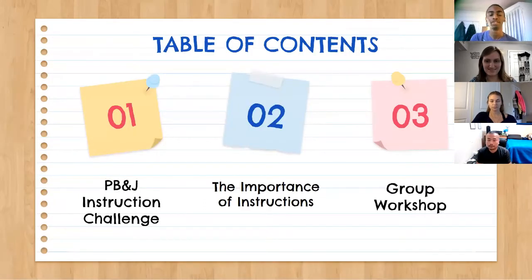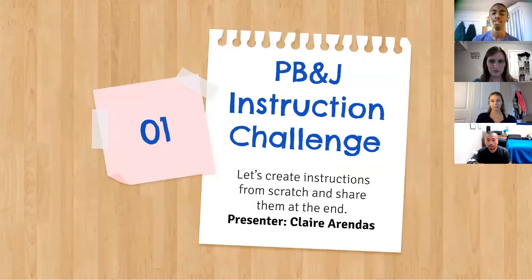So the agenda for today, we're going to be splitting this up into three different sections. We have first the PB&J instruction challenge, then we're going to move on to a short presentation on the importance of instruction, and then at the end we're going to have one big group workshop activity. And we'll be going into more of those as we progress. So first off, we have the PB&J instruction challenge. So I'll pass that on to you, Claire.